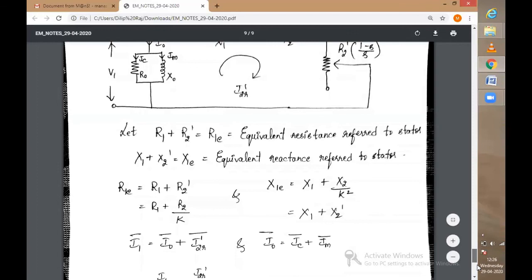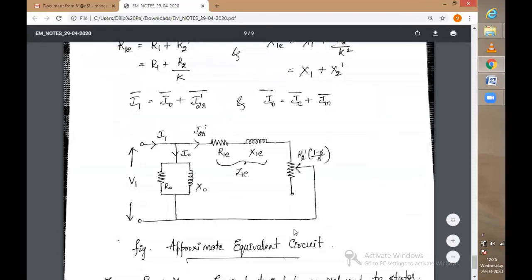So substituting those values, this is the final approximate equivalent circuit of three-phase induction motor. This is the exciting circuit, and all the stator and rotor resistances and reactances put together are represented here, and this is the load resistance which is represented. This is the fictitious representation of the load.